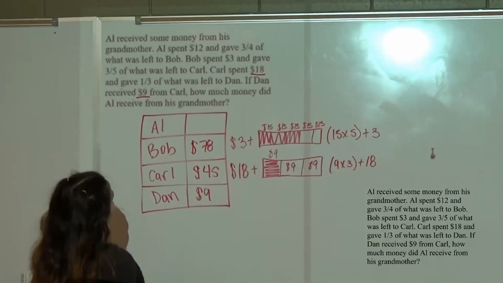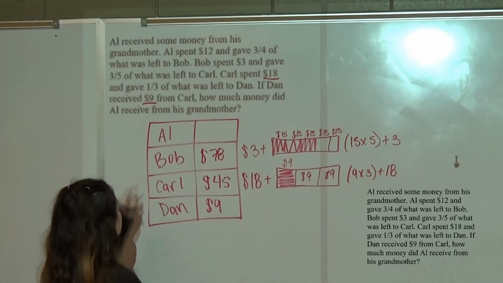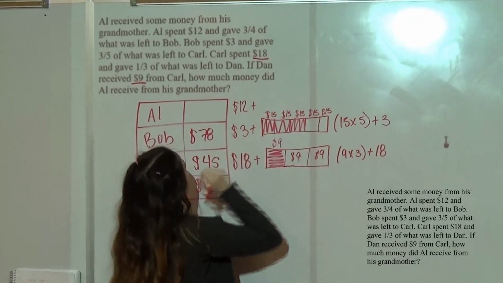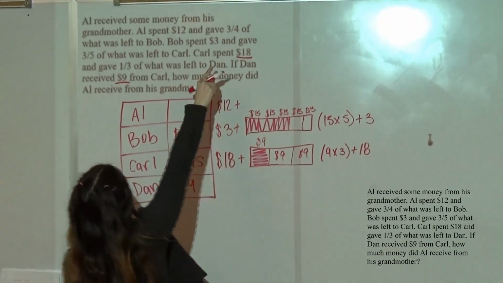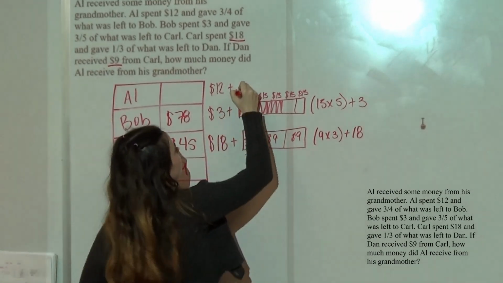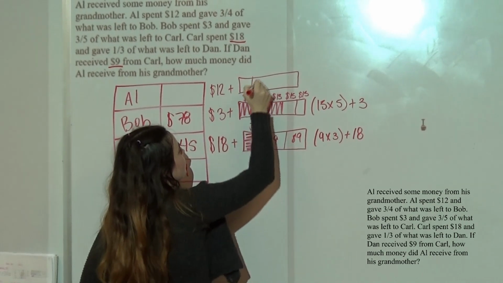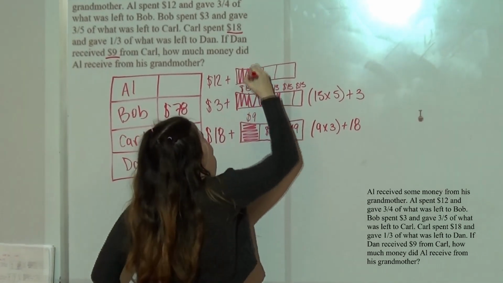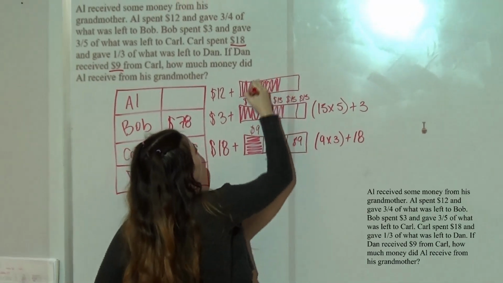And then Al, we're going to do the exact same thing. He spent $12. So we already know he had at least $12 because he spent it. And then he gave 3/4 of what was left to Bob. So we're going to draw a little box. 1, 2, 3, 4. Okay. And we're going to shade in the 3/4 because we know he doesn't have that. He gave that to Bob.